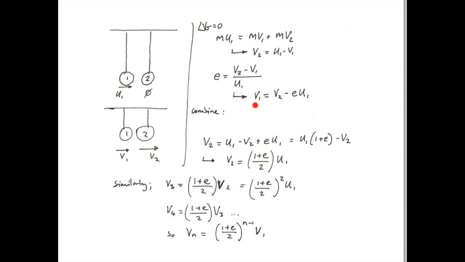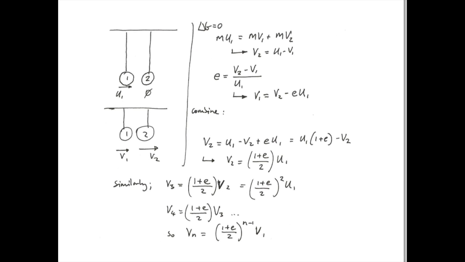rearranging this equation, we get v1 is equal to v2 minus e u1, and combining them we can say that v2 is equal to u1 brackets 1 plus e minus v2, or v2 is equal to the fraction 1 plus e over 2 times u1. So that's a way to relate the initial speed coming in, u1, to the final speed of the second particle, u2, as a function of the energy lost in the collision.